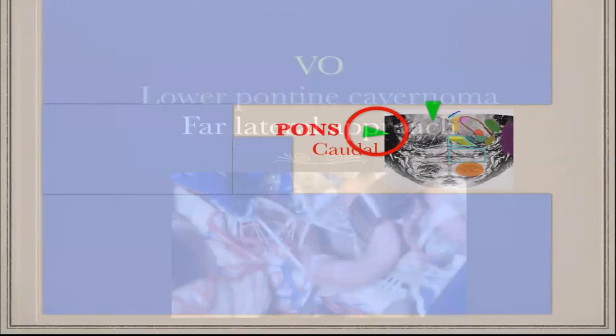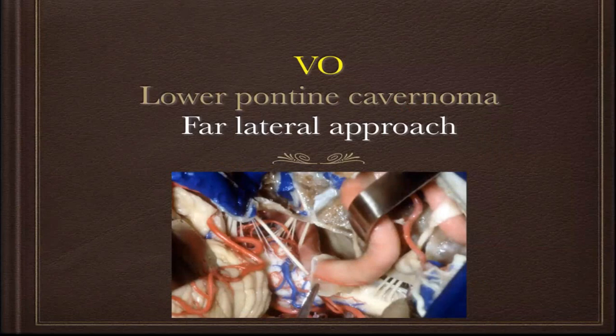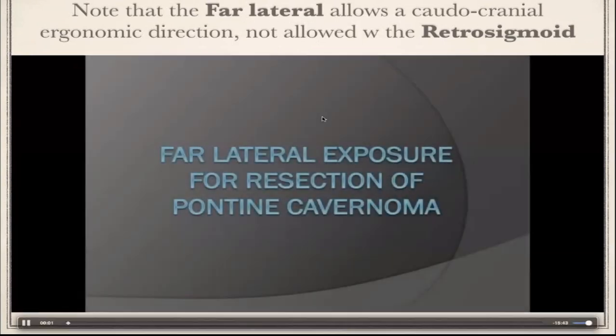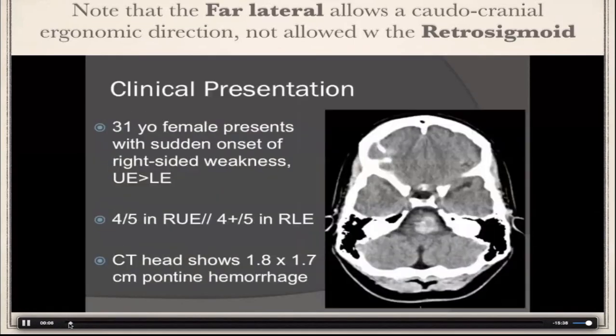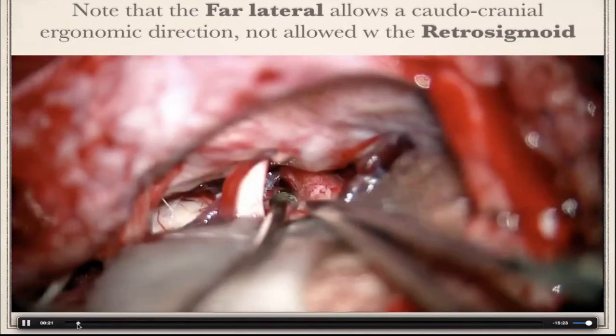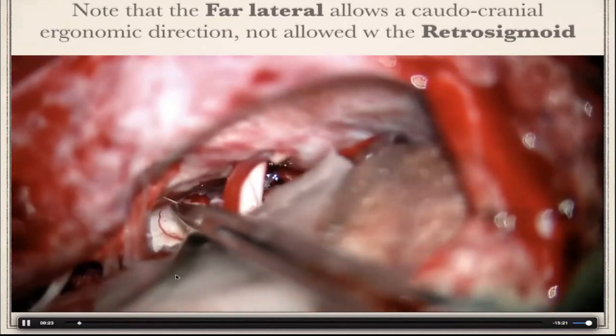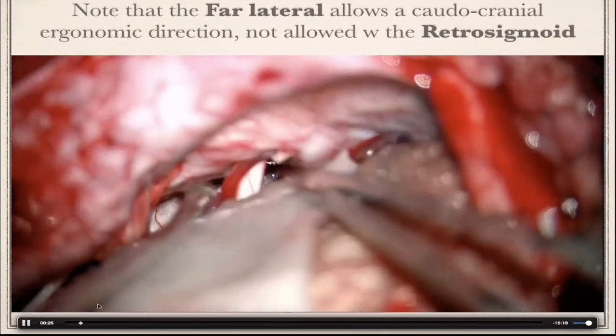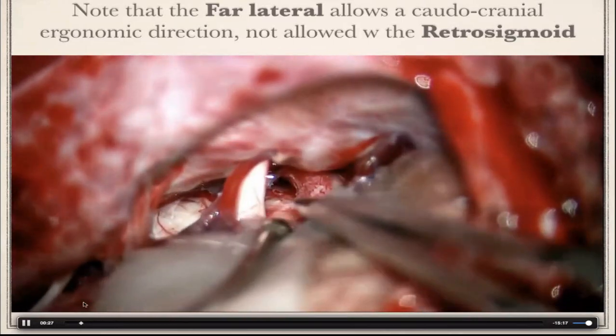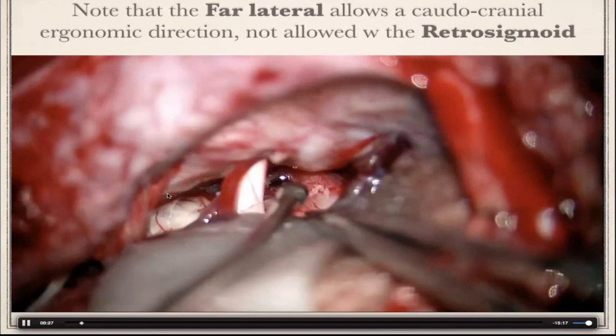Another caudal pons case, again, far lateral approach. The reason I'm showing this is to show how the far lateral approach allows a caudocranial ergonomic direction that is not allowed with the retrosigmoid approach. You can see the lesion, lower pons, very similar to the last case, but even more dramatic. The view you have from below up, from caudal to cranial.